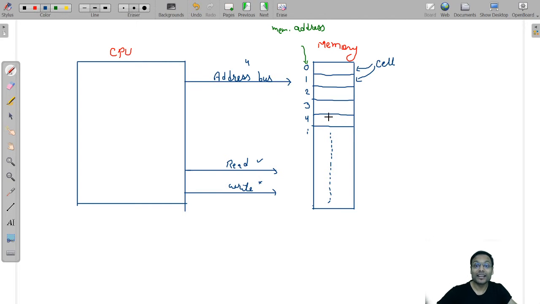Now after reading, what will it do? It has read, and after that what will it do? What will memory do after reading this content? After reading this content, memory will have to send it to CPU, as in: I have read the content, now I am sending it for you. Memory will send that content to CPU using a bus called the data bus. What is it called? Data bus.